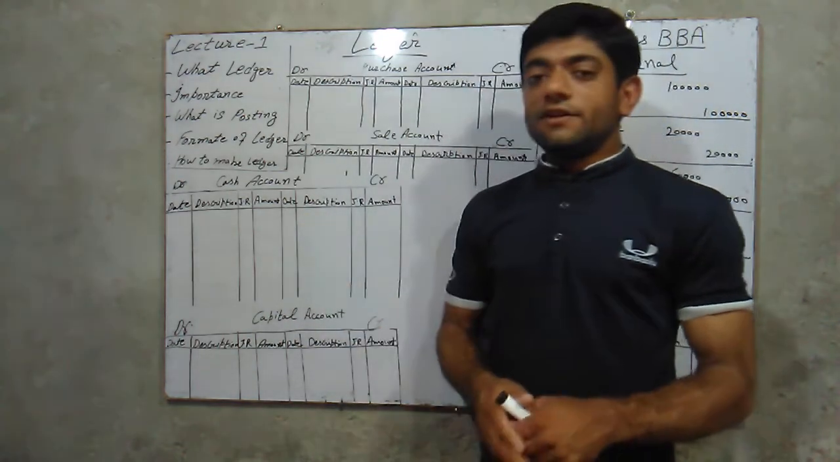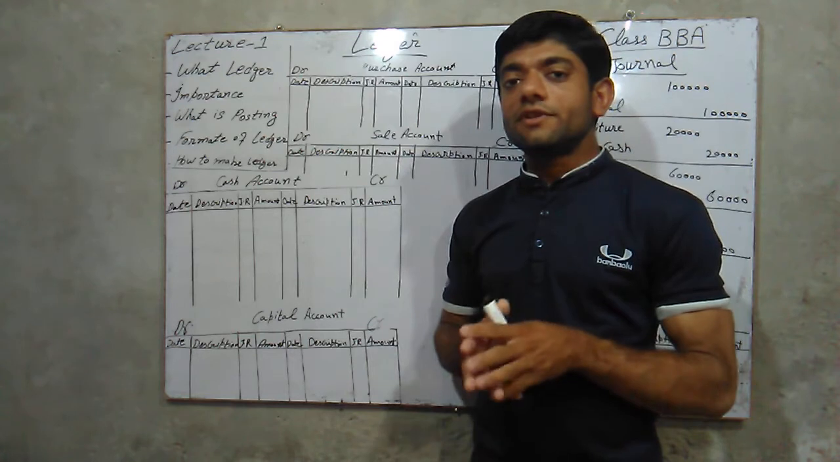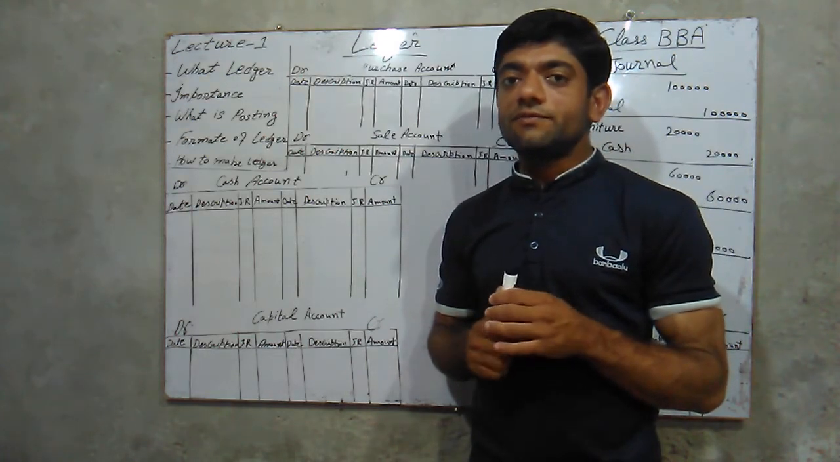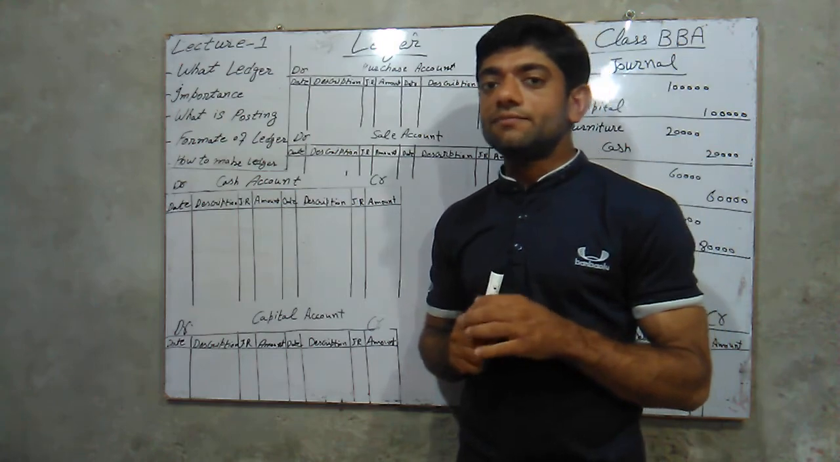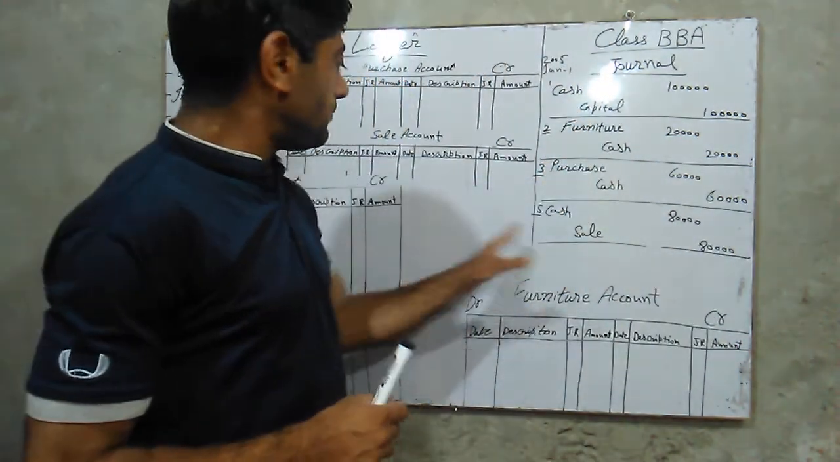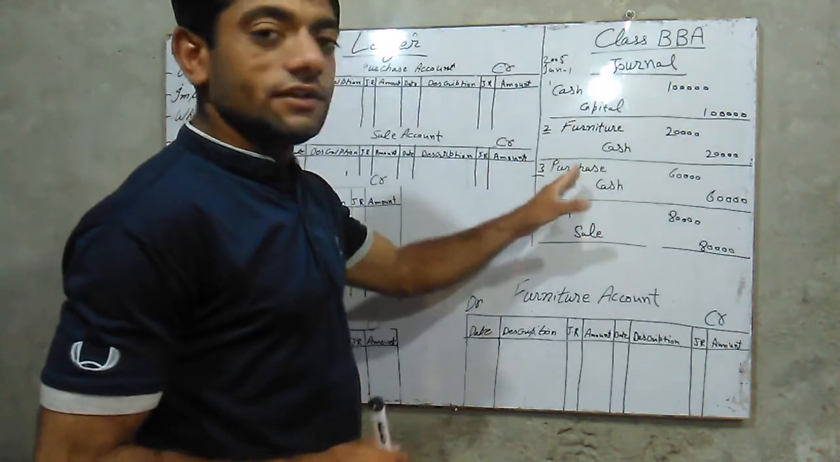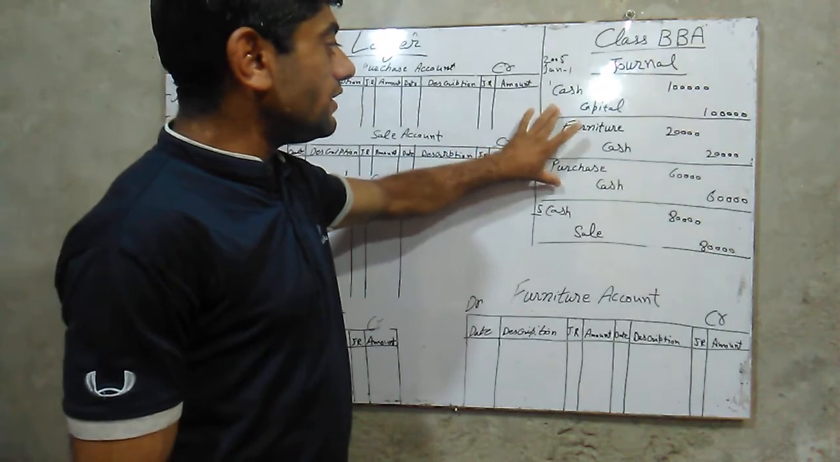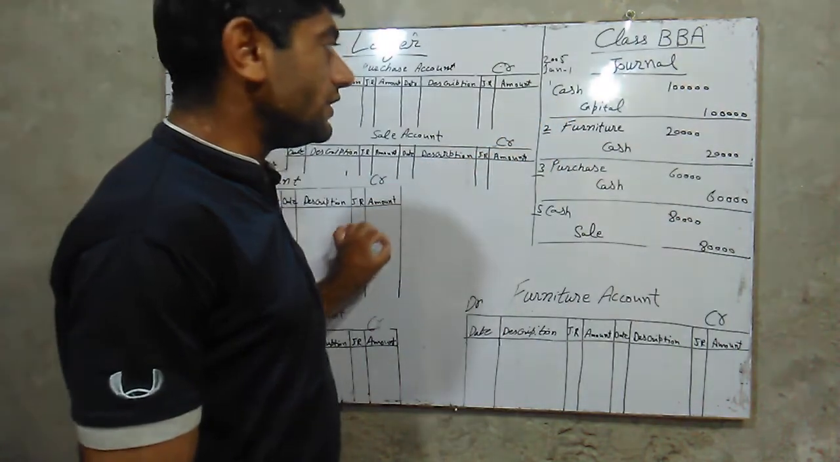How to make a ledger? Now I am going to discuss how to make a ledger, how to transfer a journal entry from the journal to the ledger. So we make a ledger with this example. These all are journal entries. How are these entries posted in the ledger?